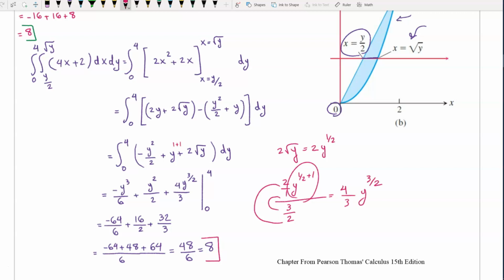So using y equal to 4, we have negative 4 cubed divided by 6 plus 4 squared divided by 2 plus, well, 4 times 4 power 3 over 2 over 3. So this is what we have here. Simplify, our answer is equal to 8.